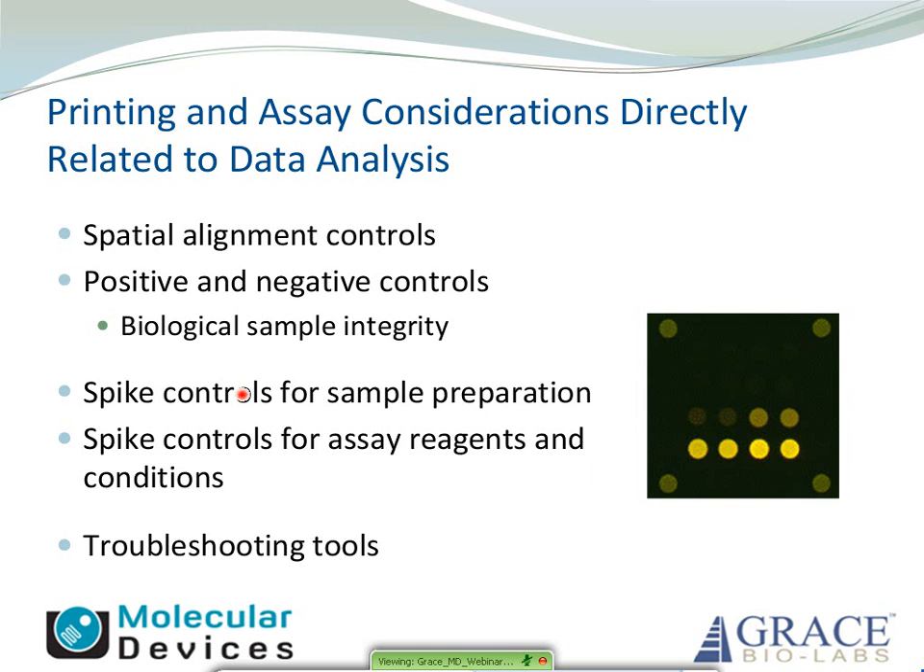Spike controls should be considered for use. They are really effective for monitoring sample prep methods as well as assay conditions. These can be introduced prior to sample prep as well as just prior to starting your assay. All of these controls can be very useful for assessing sample and assay quality and for troubleshooting irregular results. I'm sure Sean will cover these in greater detail in the next webinar.